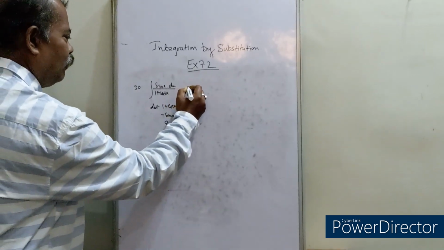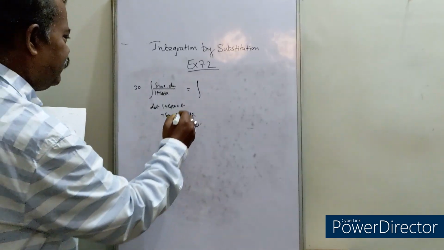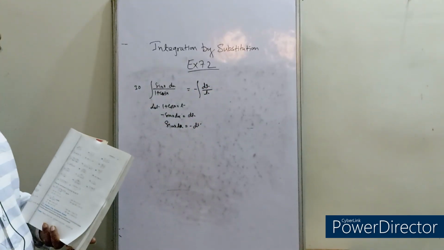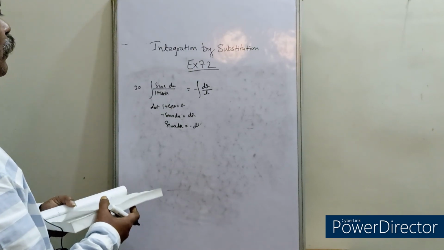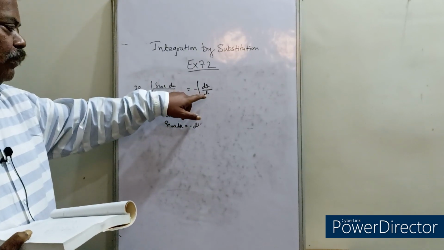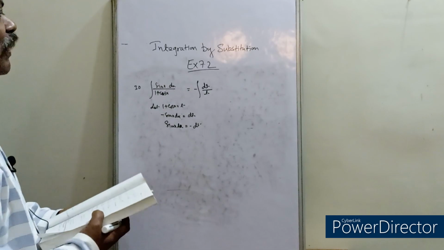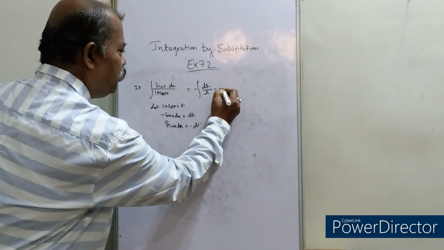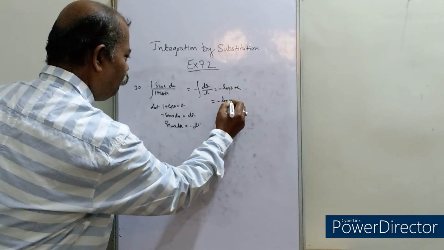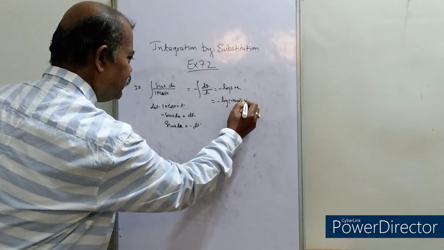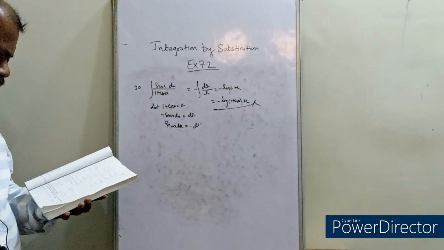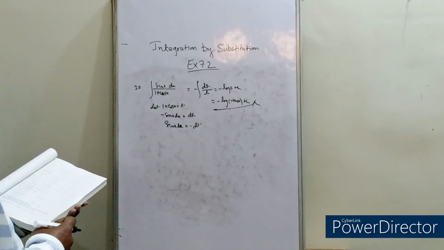Now I am going to put the value of this. So sin x dx is minus dt, and here t. I have told you earlier that if the differentiation of the denominator is present in the numerator, then your answer is log of the denominator, which will be equal to minus log t plus c, that is minus log of 1 plus cos x plus c. This is your answer. In this way you can solve the questions.